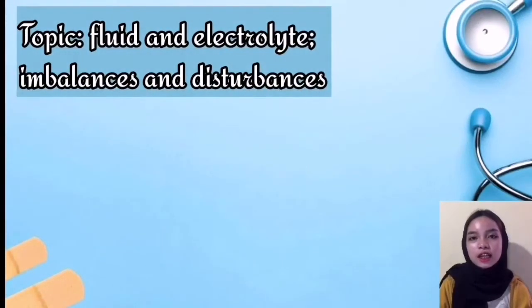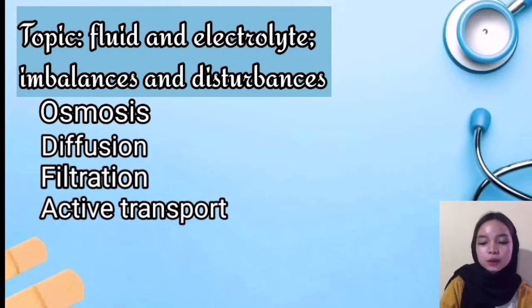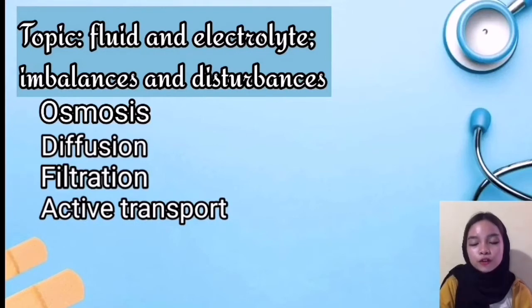Fluids and electrolytes, imbalances, and disturbances. The first learning objective is to differentiate between osmosis, diffusion, filtration, and active transport. For the overview of physiology, an imbalance of fluid or electrolyte levels is recognized as a threat to life.